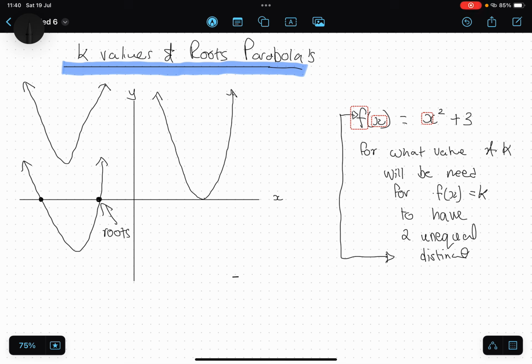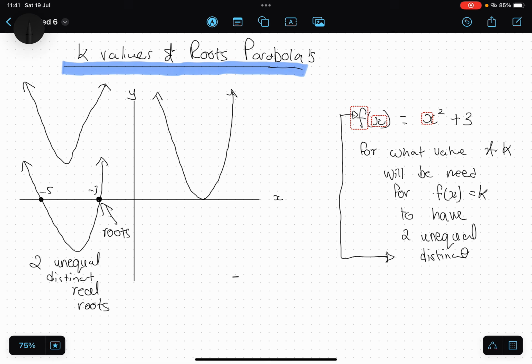Now, in this graph, you can see that the one I've just filled in has two different roots, which means these would be two unequal, distinct real roots, because they're not the same value. It could be random values, say -5 and -3 or something like that.